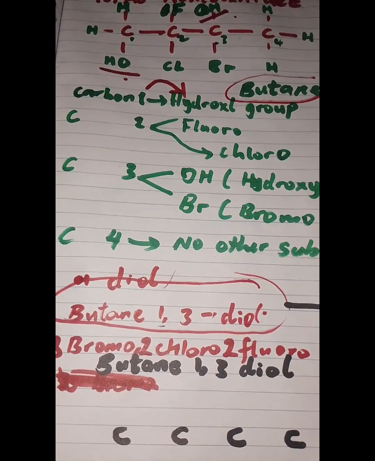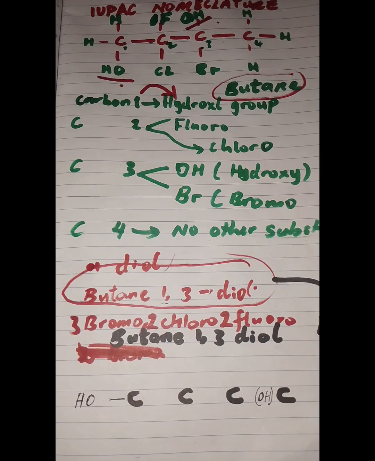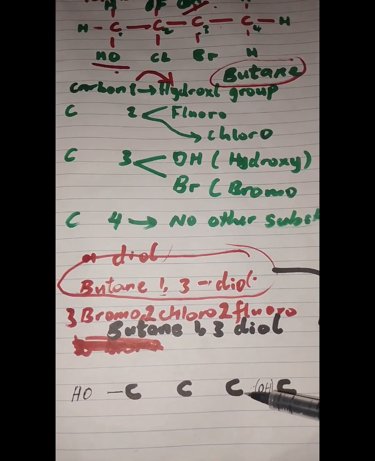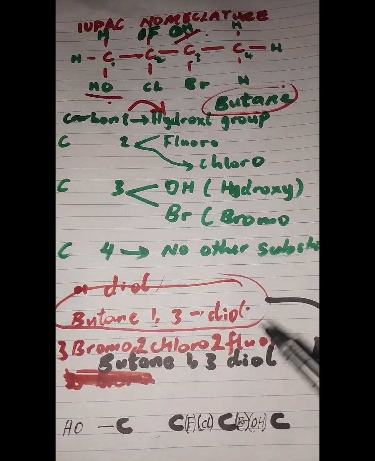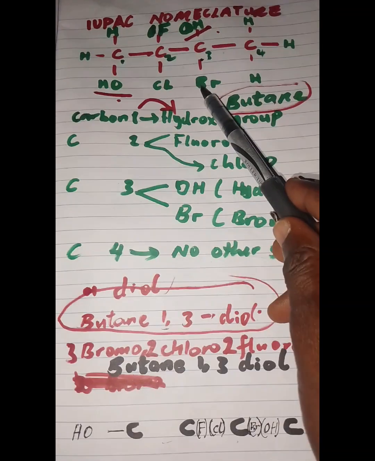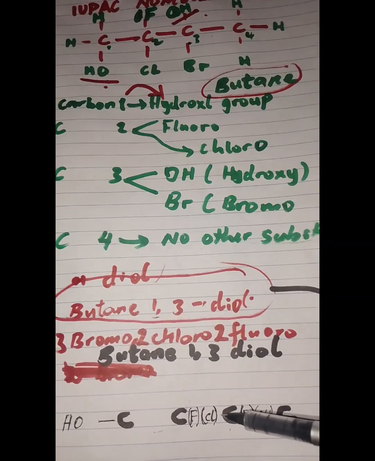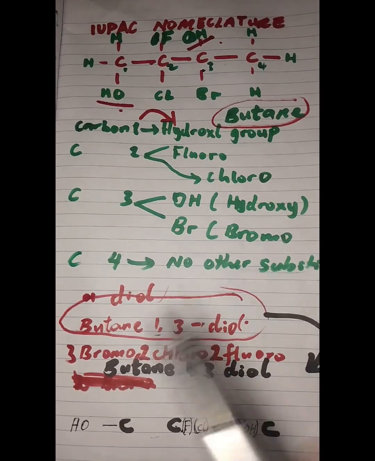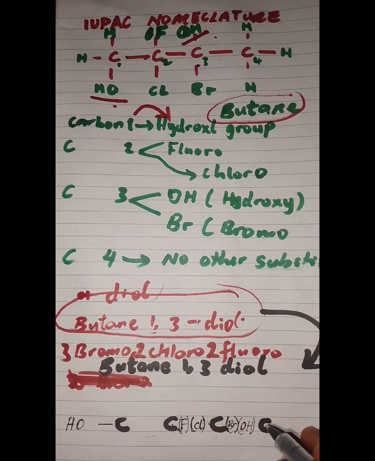So here is going to be an OH. You can see that the OH is attached to 1 and 3. Then consider 3-bromo. This bromo is at the third one. 2-chloro, 2-fluoro, chloro and fluoro attached to the second one. Butane-1,3-diol. So of course we've put other information.